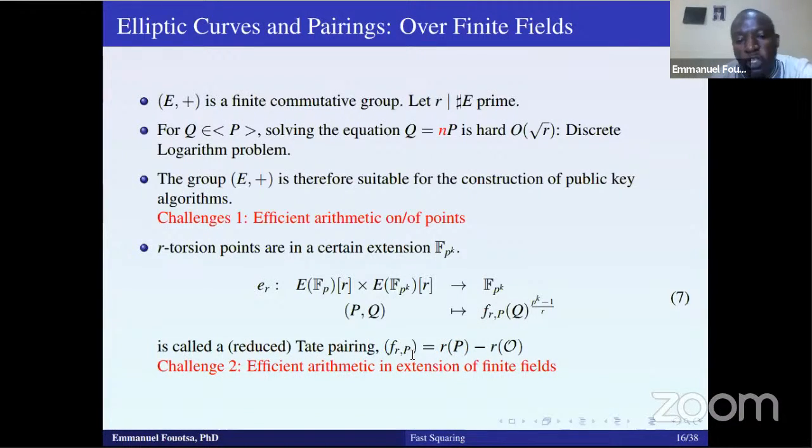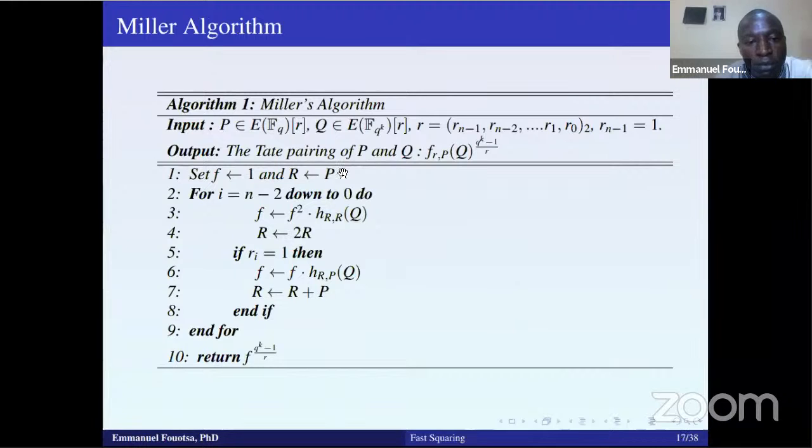To obtain this function when computing pairings, we use the so-called Miller algorithm, that I'm not going to enter into details about for now. So in the Miller algorithm, steps 1 to 9 evaluate this function FRP. And then line 10 here raises the result of the Miller loop to the power (PK minus 1) over R. And we are interested today in how to perform this operation.